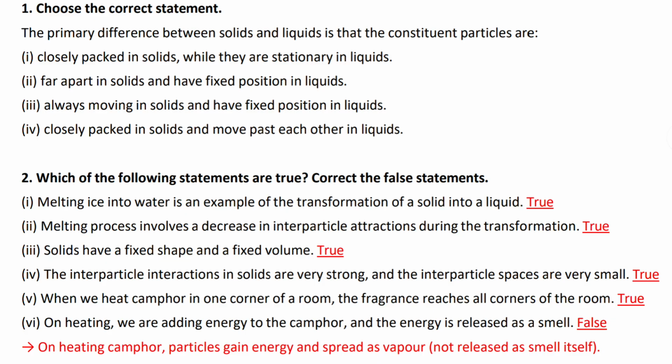1. Choose the correct statement. The primary difference between solids and liquids is that the constituent particles are 1. Closely packed in solids, while they are stationary in liquids. 2. Far apart in solids and have fixed position in liquids. 3. Always moving in solids and have fixed position in liquids. 4. Closely packed in solids and move past each other in liquids.